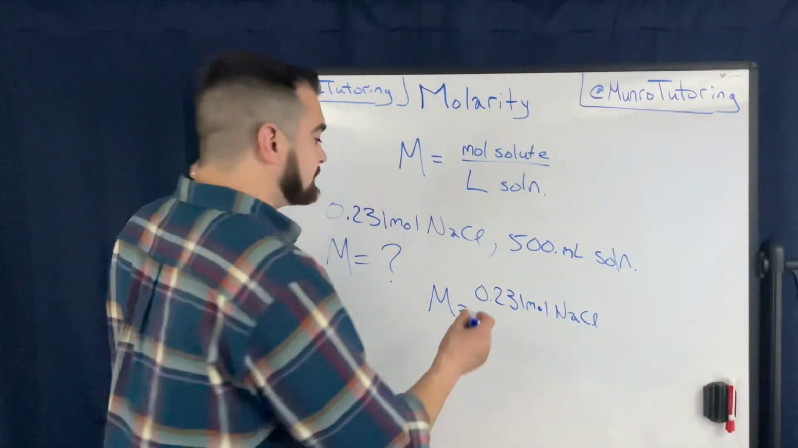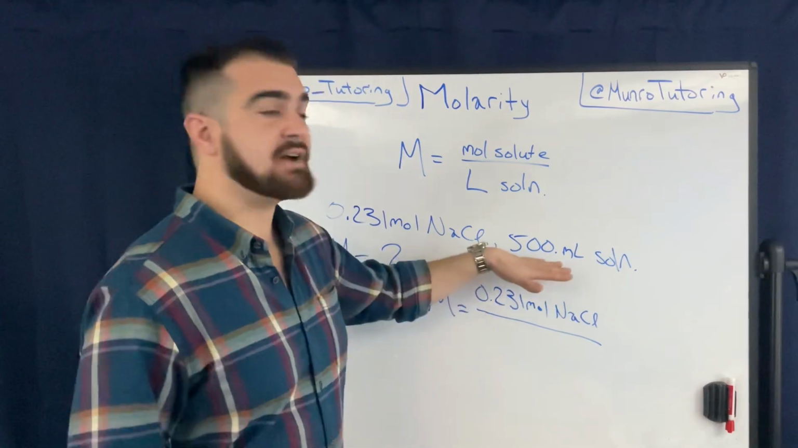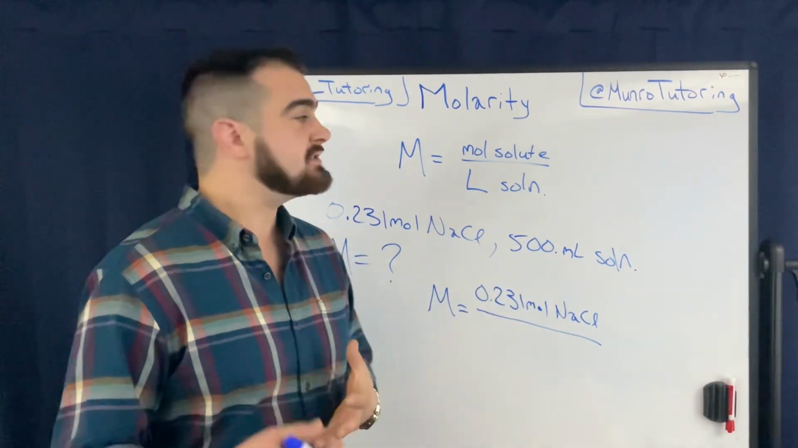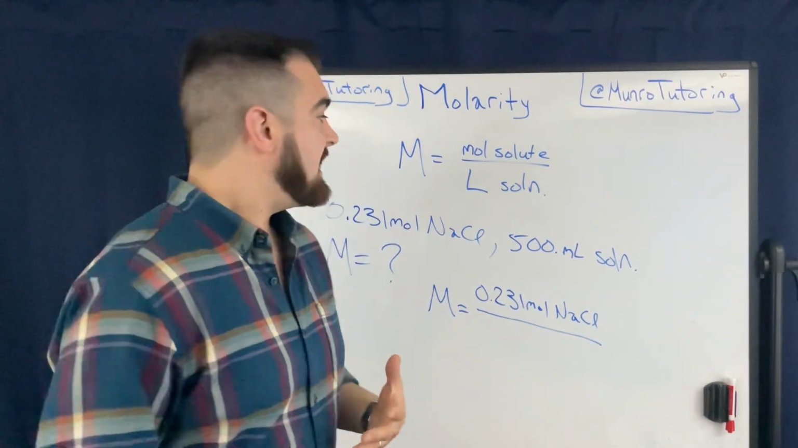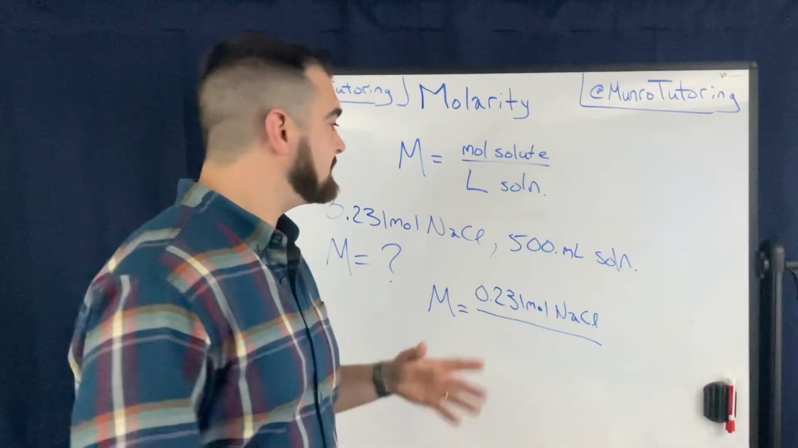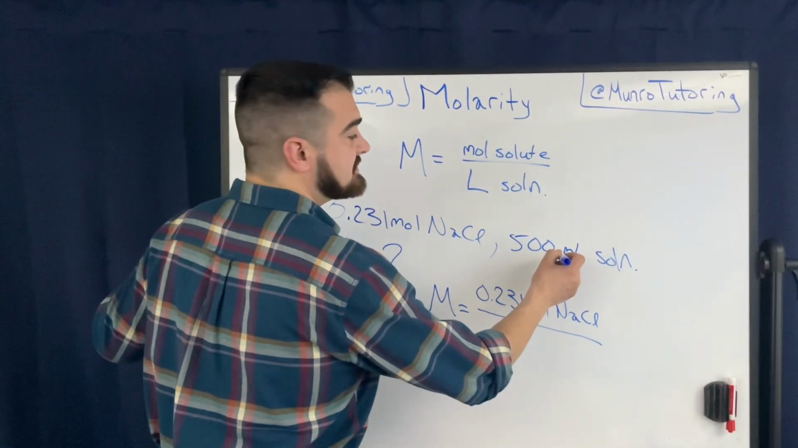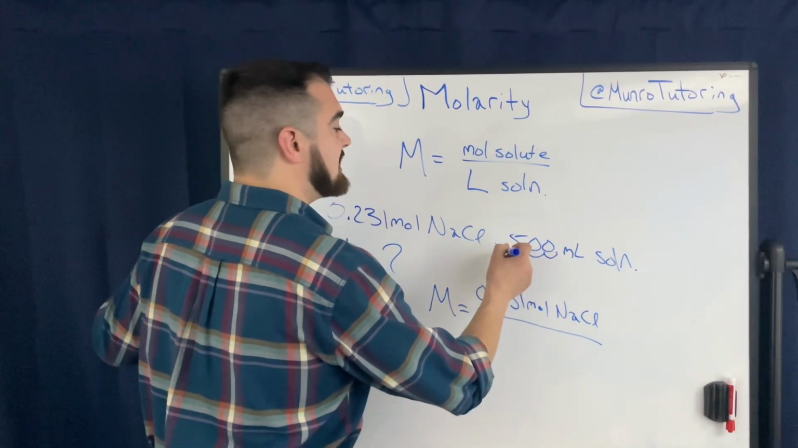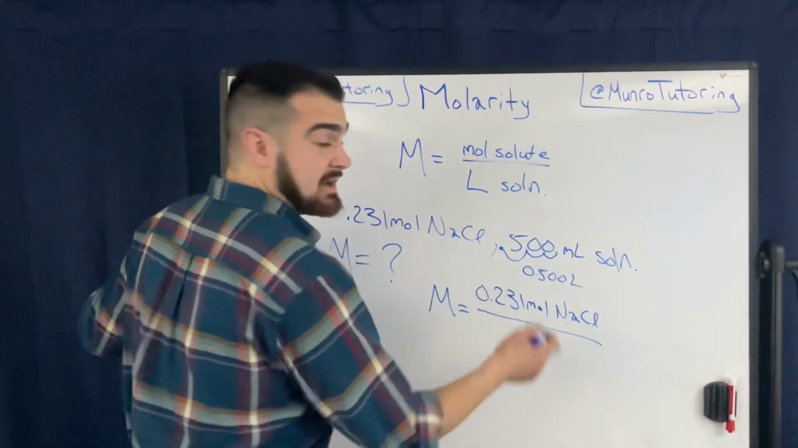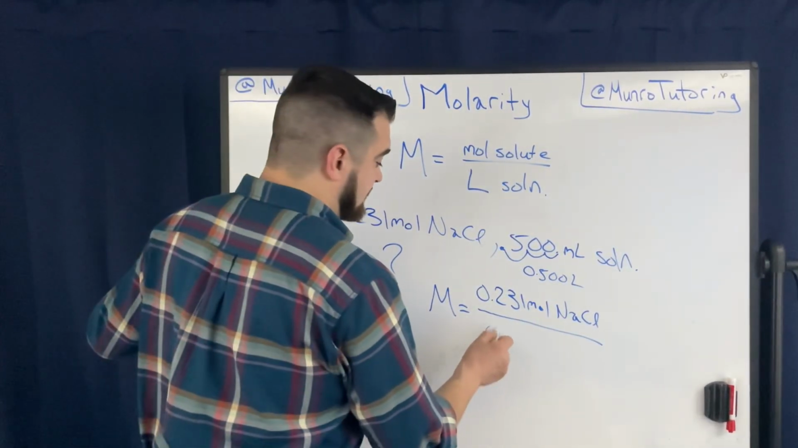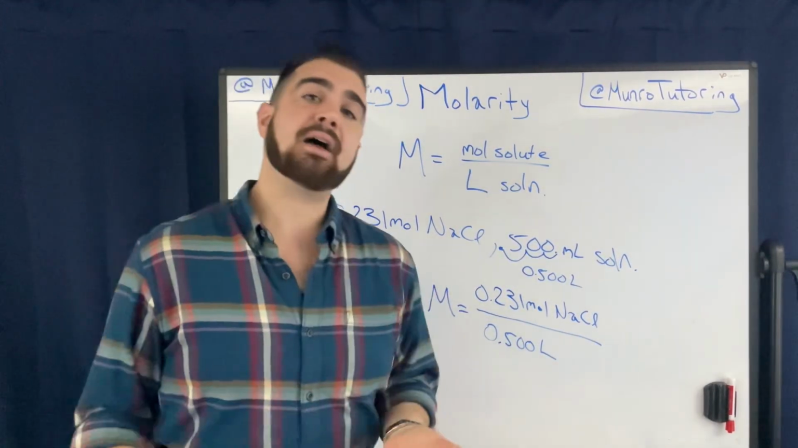On the bottom, a relatively common mistake would be for students to just throw the 500 milliliters down there, but remember, it has to be liters of the solution, so we have to do a quick conversion. You do need to be familiar with the metric system, so you'd have to know that there's 1,000 milliliters in a liter, so we just divide by 1,000. In other words, we move the decimal to the left 3 times, and we get 0.500 liters, and now we just put that on the bottom.